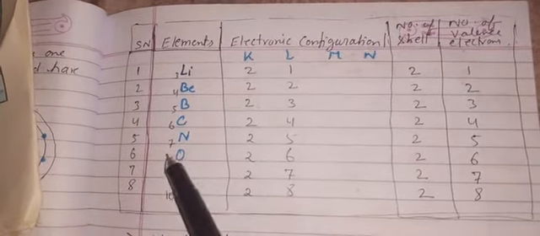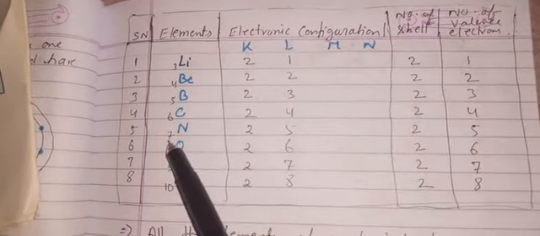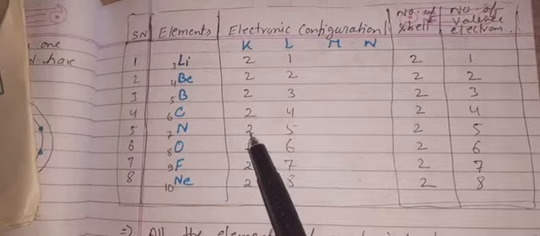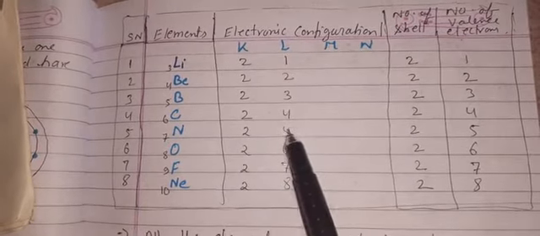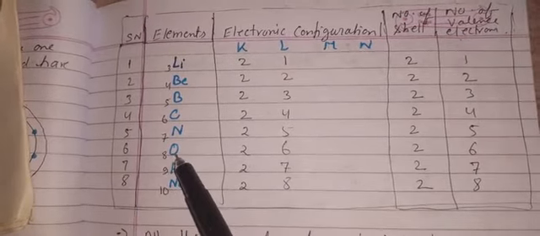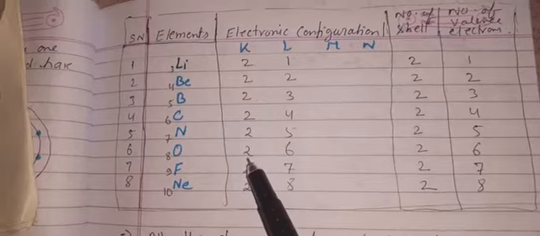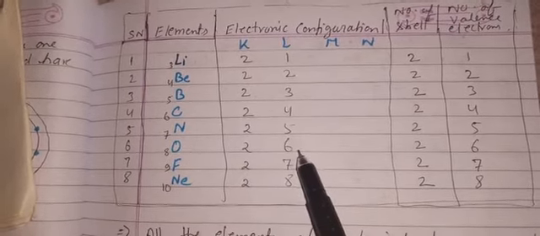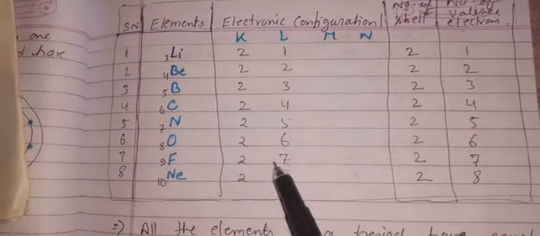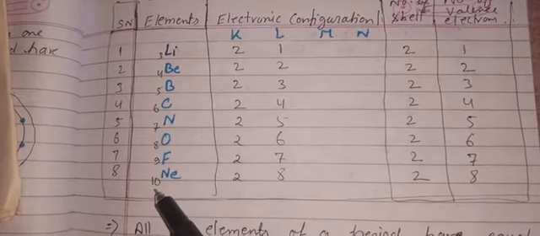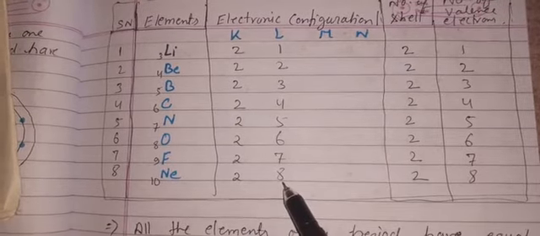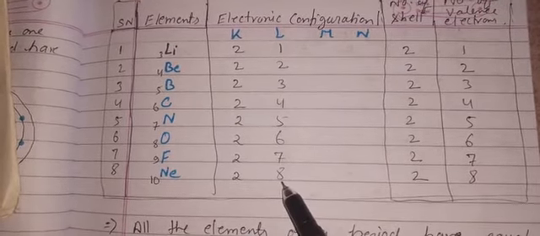The atomic number of nitrogen is 7, so the number of electrons is also 7. So in the first orbit it is 2 electrons, in the second orbit 5 electrons. Similarly for oxygen, 2 electrons in the first orbit, in the next orbit 6 electrons. For fluorine 2 and 7, and neon 10 means 2 in the first orbit and 8 in the second, and this is the maximum limit for any orbit, that is 8 electrons.